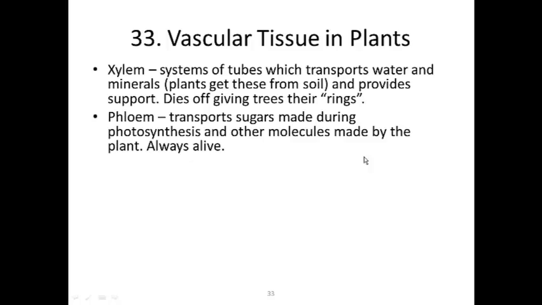The phloem takes sugars and transports them in addition to other molecules that the plant needs. And the phloem is always alive. That's the green sapwood that you find in trees.